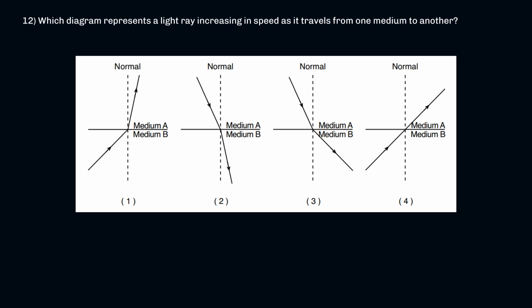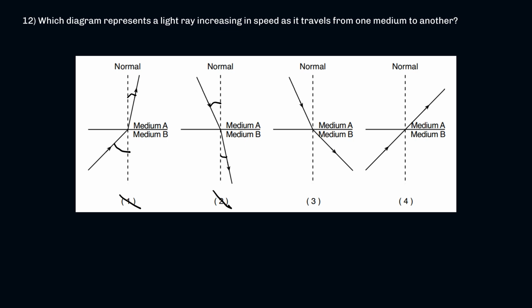So let's look at answer choice 1. So we have it from medium B into medium A. This shows here that I have a greater angle of incidence compared to the angle of refraction. This means that I have to actually slow down. So answer choice 1 is not going to be my answer. Same thing for answer choice 2. We have a smaller angle of refraction than we do an angle of incidence. So that means that my light ray is going to slow down from one medium to the other. So this answer is incorrect.